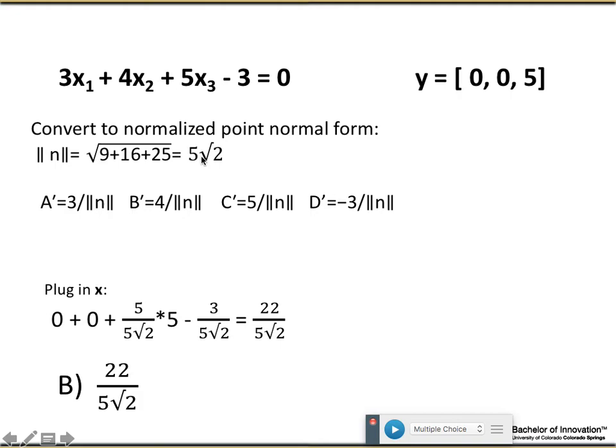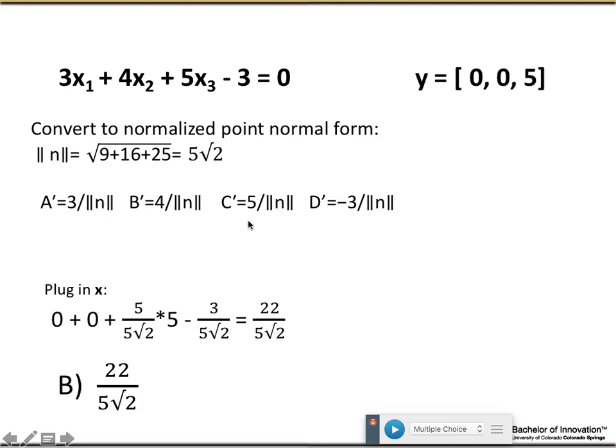Personally, I would have probably left it as the square root of 50, but hey, this came from a student, so I just went with their approach of doing it, right? So then I compute the revised equation, which is each of the coefficients divided by 5 times the square root of 2.